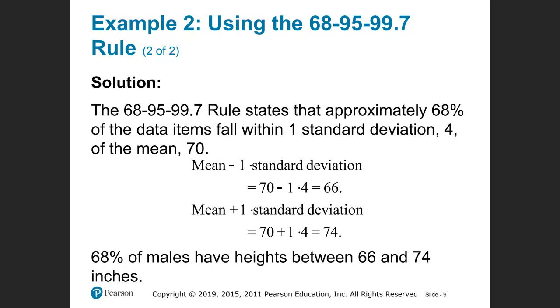So the mean minus 1 standard deviation would be 70 minus 1 times 4. Remember, the standard deviation is 4, which gives 66. We also have to take plus 1 times the standard deviation. So that'd be 70 plus 1 times 4, which is 74. So 68% of the males have heights between 66 inches and 74 inches.